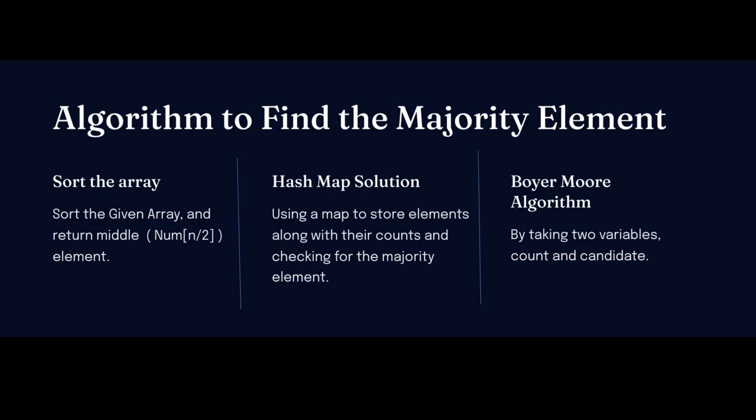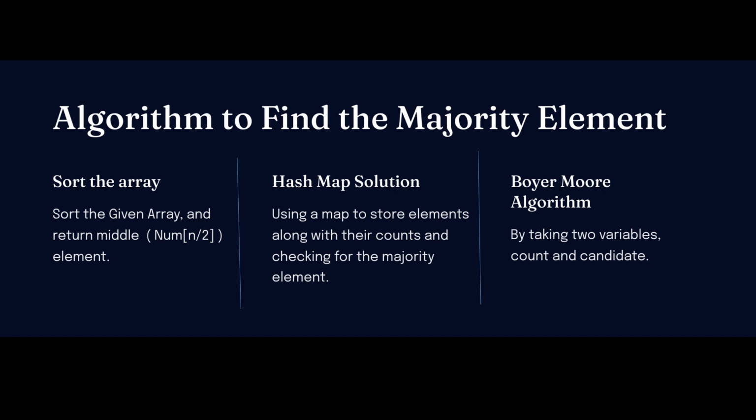The first one is we simply sort the array and return the middle element. The second one is we store all elements with their frequency and then iterate over the map and look for the element whose frequency is greater than or equal to n/2, then simply return it. The third approach is very important and optimized, which works by taking 2 variables, votes and candidate. Now let's understand each approach step by step.